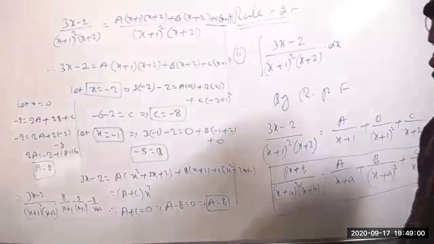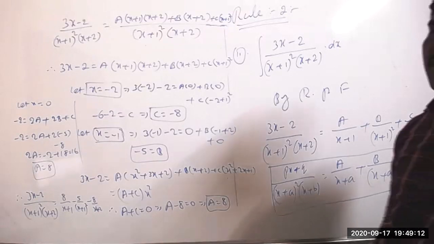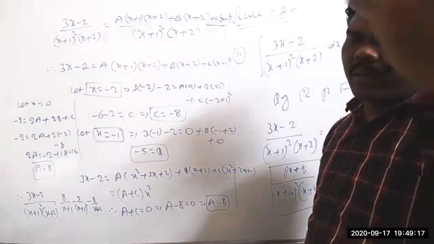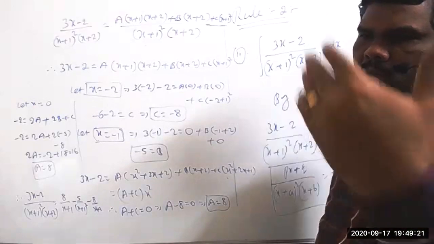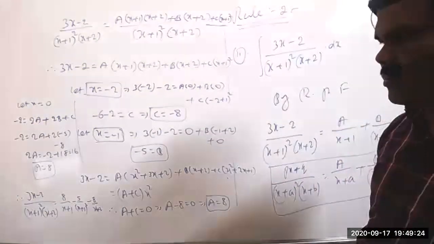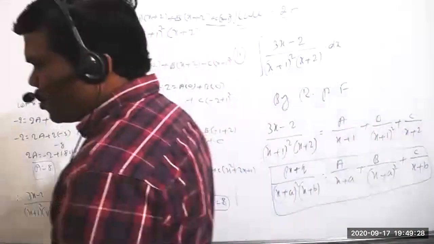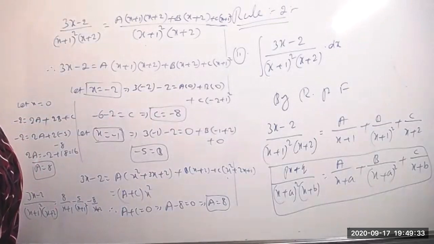Sir, what if we have x plus 1 whole cube into x plus 2 in the denominator? Where is x plus 1 whole cube? I'm saying, what if we have such a type? Okay. x plus 1 whole cube means you can take the three factors there: a by x plus 1 plus b by x plus 1 whole square plus c by x plus 1 whole cube. Okay, sir. Three terms are there. So based on the power, that many fractions we have to resolve.